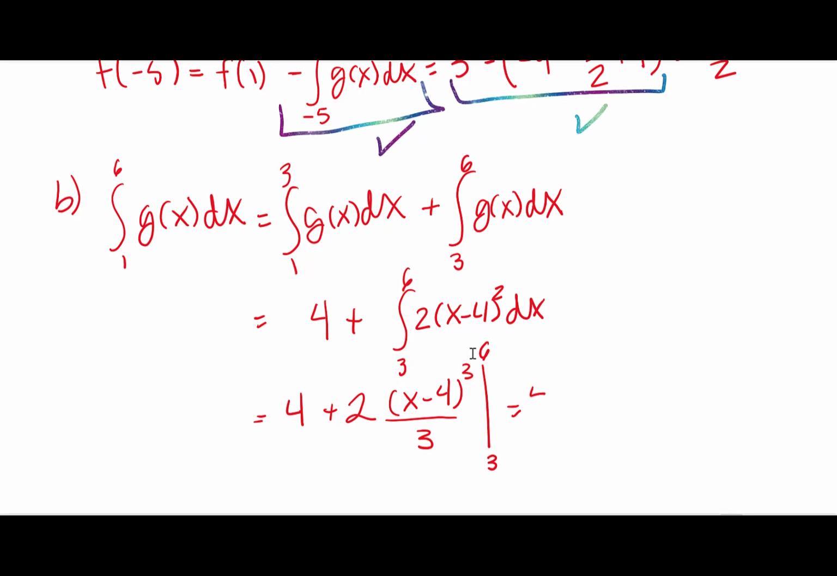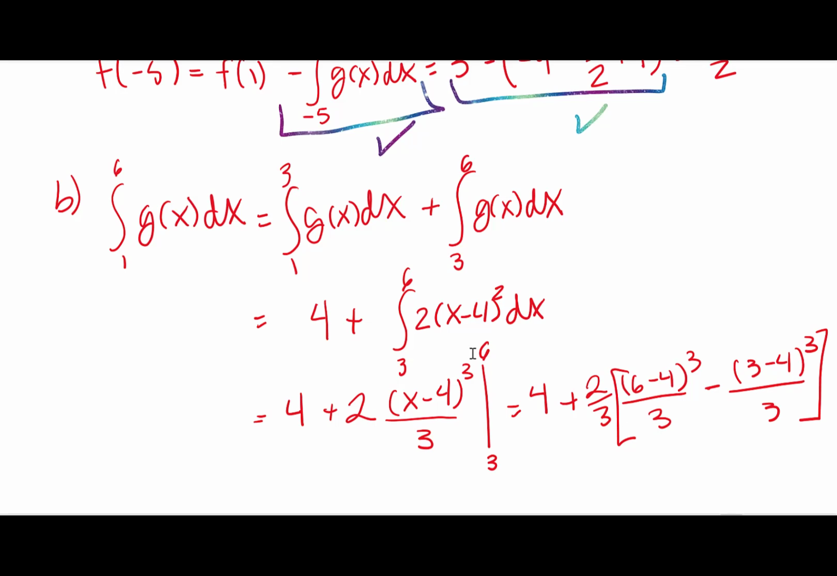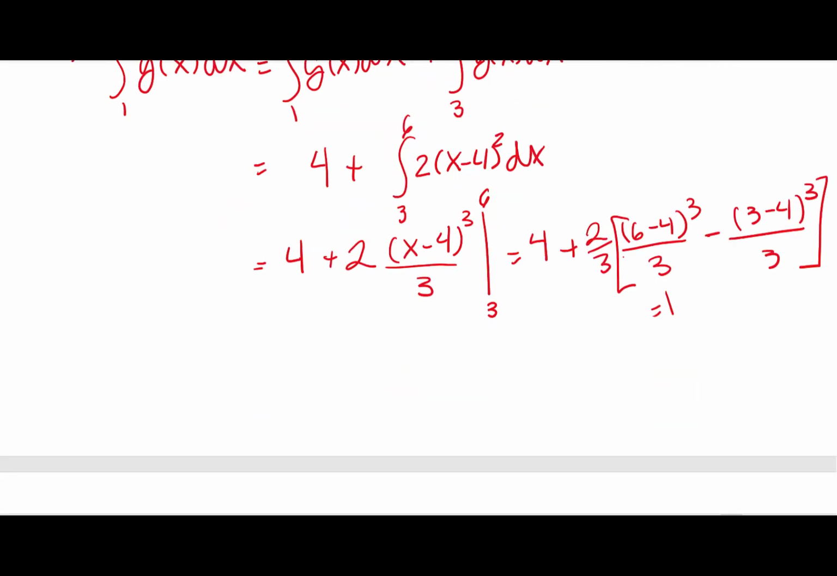So I'm going to end up with 4 plus 2/3 times [(6 minus 4) cubed divided by 3 minus (3 minus 4) cubed divided by 3]. And then again, you do not have to simplify this. The simplified answer, just in case you were wondering, is 10.